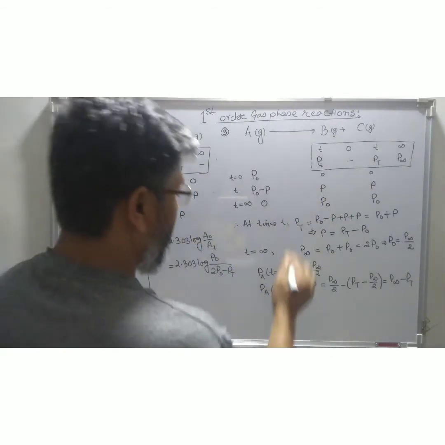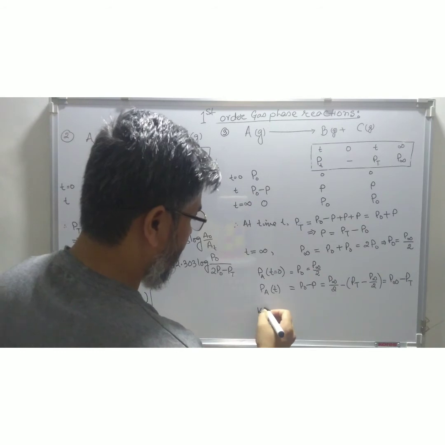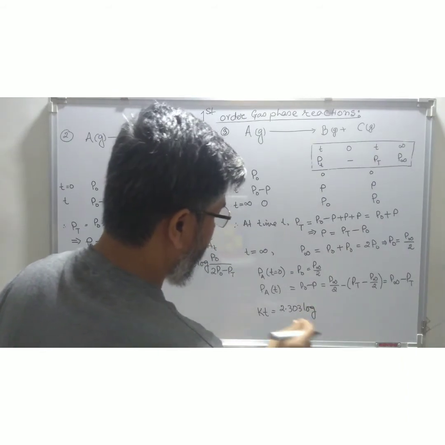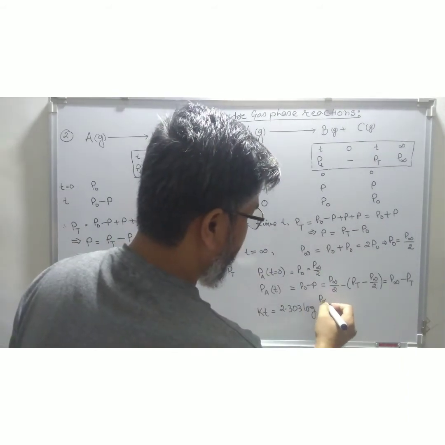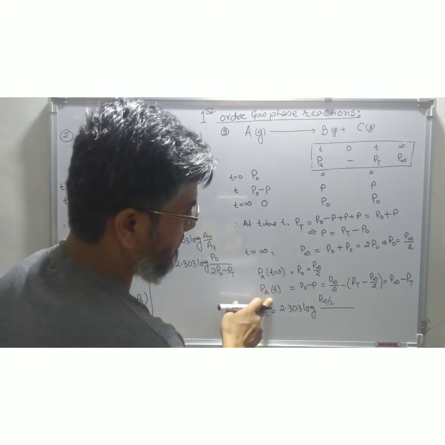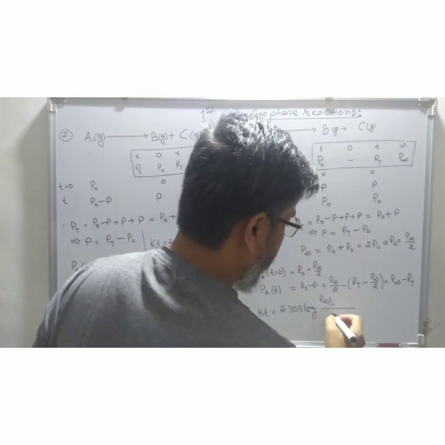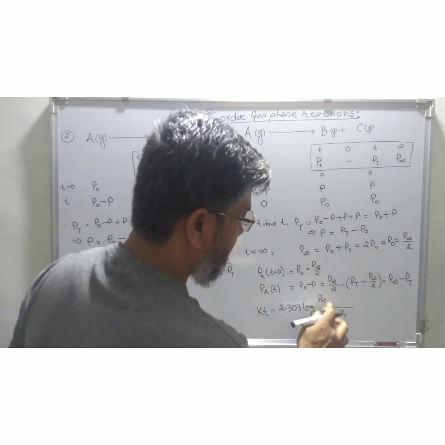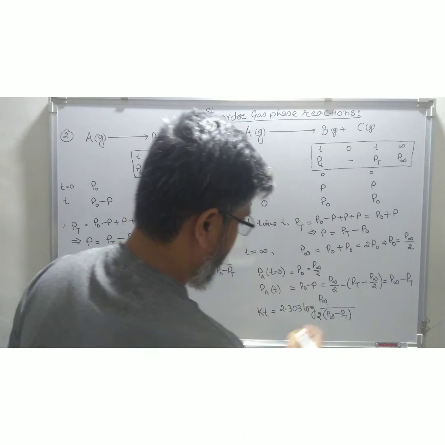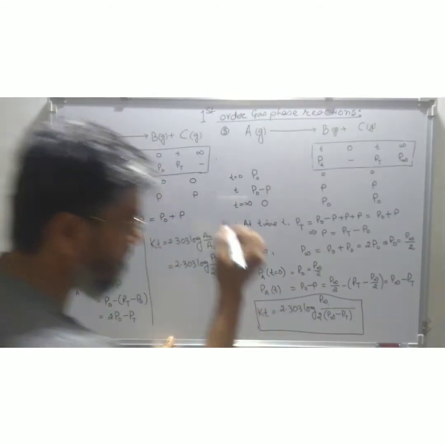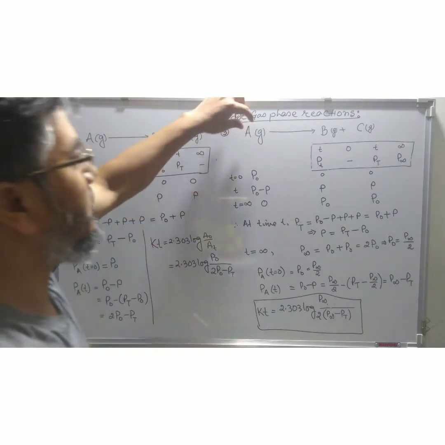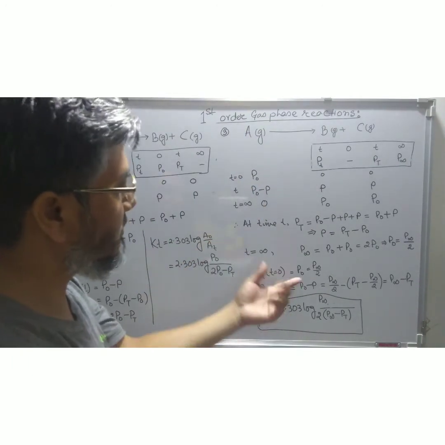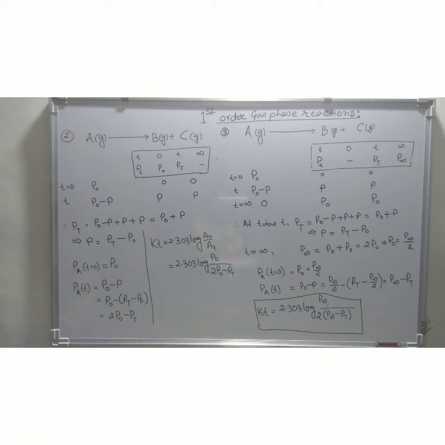So therefore, using the integrated equation, we have Kt is equal to 2.303 log A naught. A naught is P naught, P naught is P infinity by 2, and At is P infinity minus Pt, or we can write it in this way. So this is the case when the total pressure of the system at time t and time infinity is given. So this is the equation corresponding to the integrated rate equation. Now take another case.